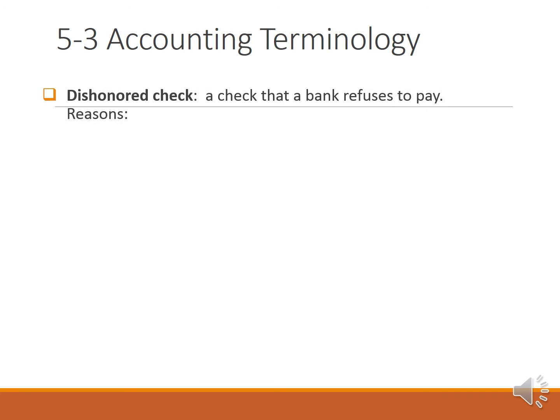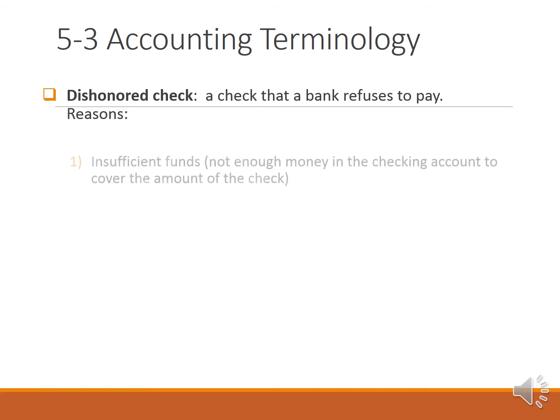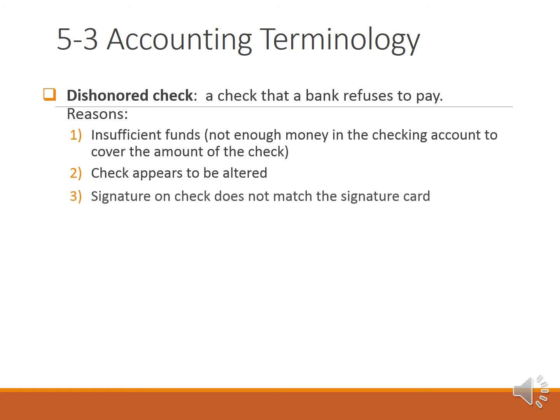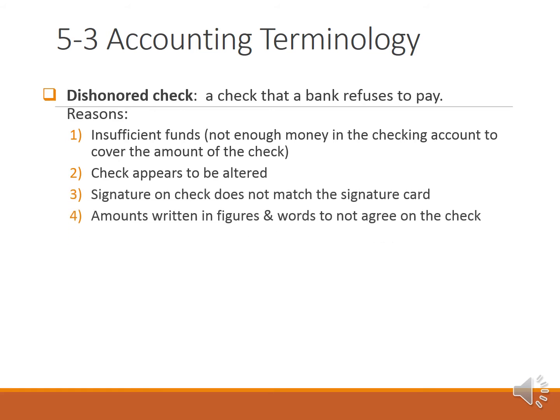Dishonored check. A dishonored check is a check that the bank refuses to pay for one of several reasons. Insufficient funds, which means there is not enough money in the checking account to cover the amount of the check. The check may appear to be altered. The signature on the check does not match the signature card. Amounts written in the figures and word sections do not agree on the check. Or the person who wrote the check has stopped payment on the check.